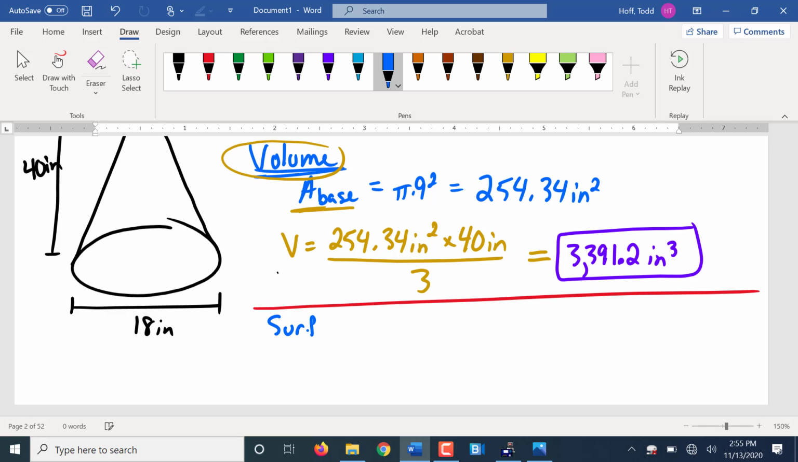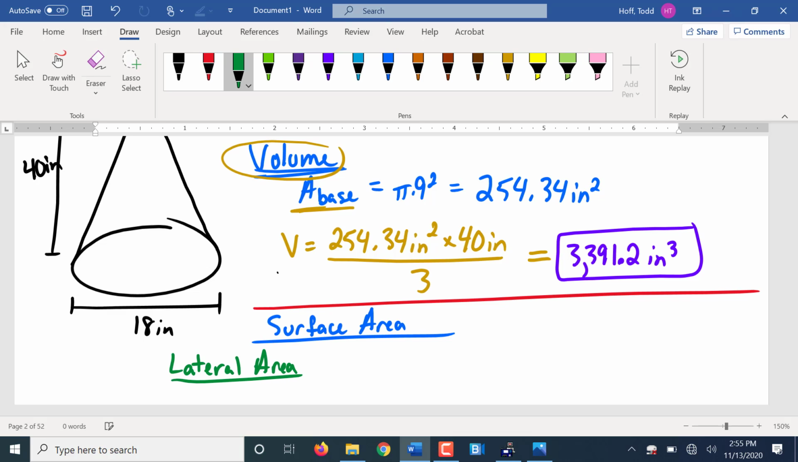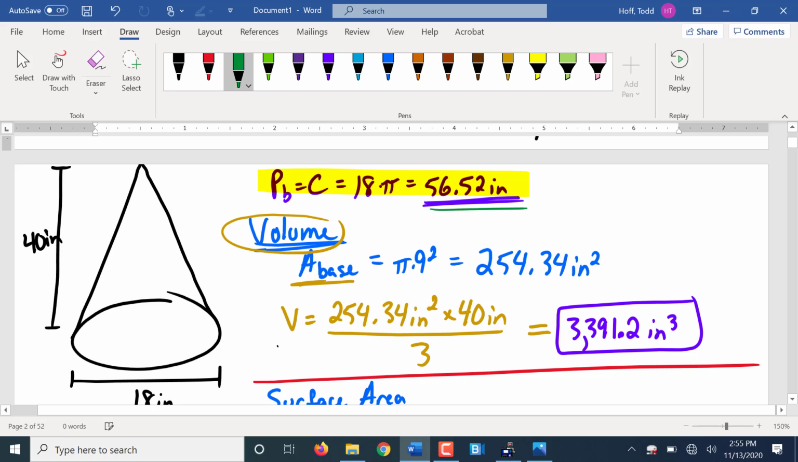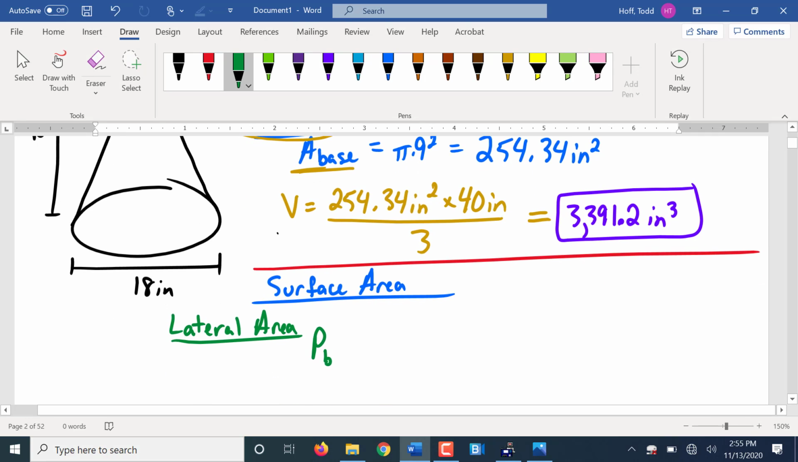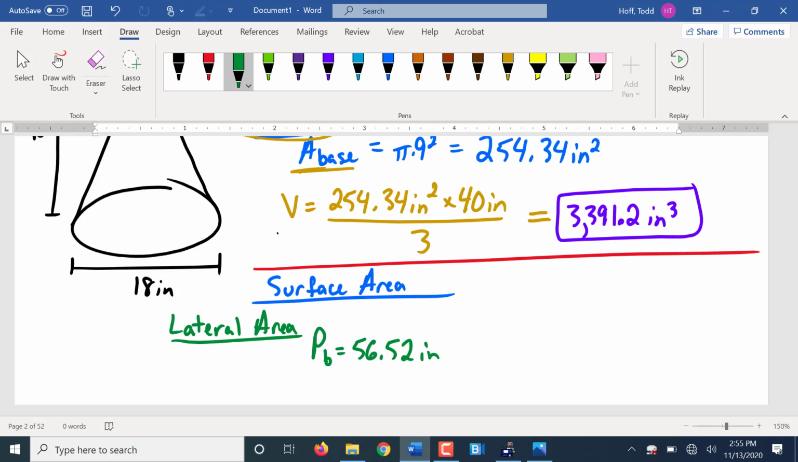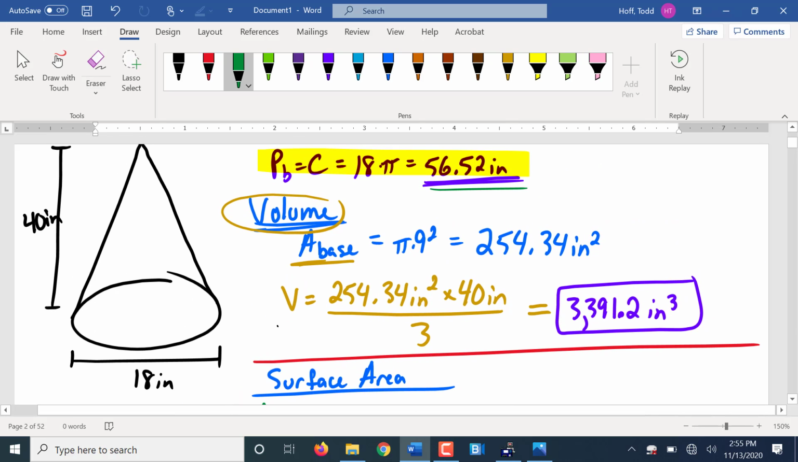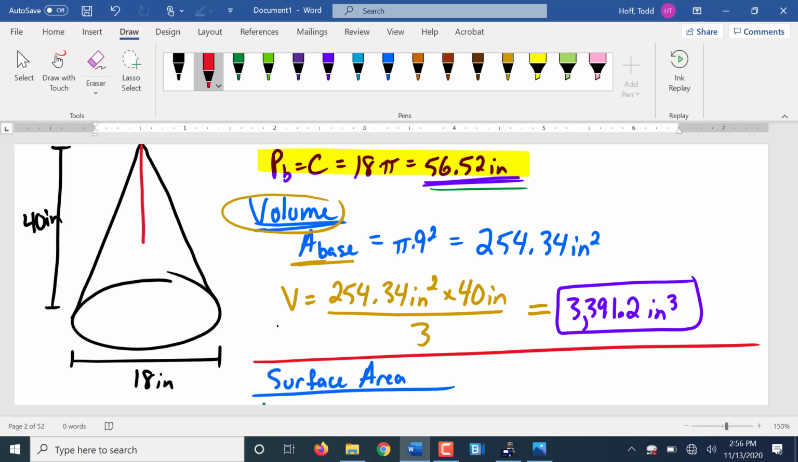Now for surface area, and more specifically for lateral area, we need the perimeter of the base. We found that. That's the 56.52. What else do we need now? Normally we would use the height, but because this is a cone, we have to use that slant. We need this length out here. How am I going to find that?